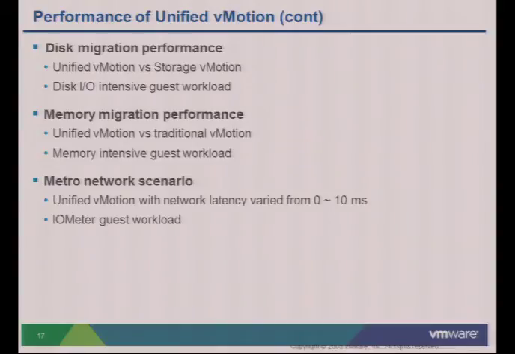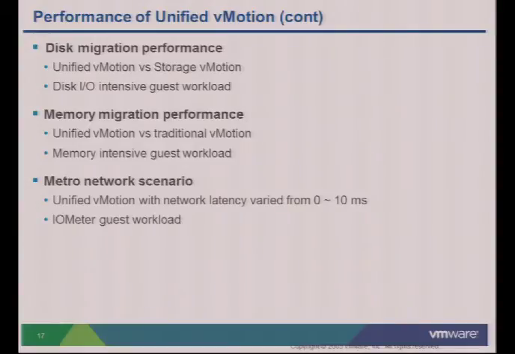In this performance study, as Gabe talked about before, we have disk migration and memory migration, and we want to study them separately. The first experiment we did is to compare the disk migration performance between unified vMotion and storage vMotion. In this experiment, we run a disk I/O intensive workload in the guest so that we can stretch the disk linear clone path.